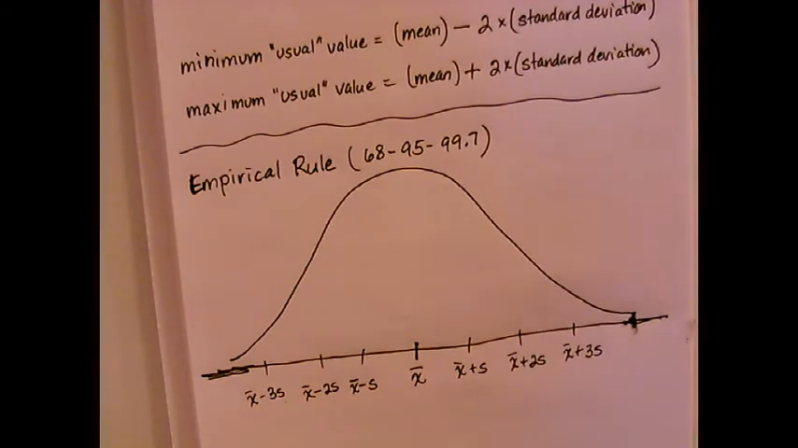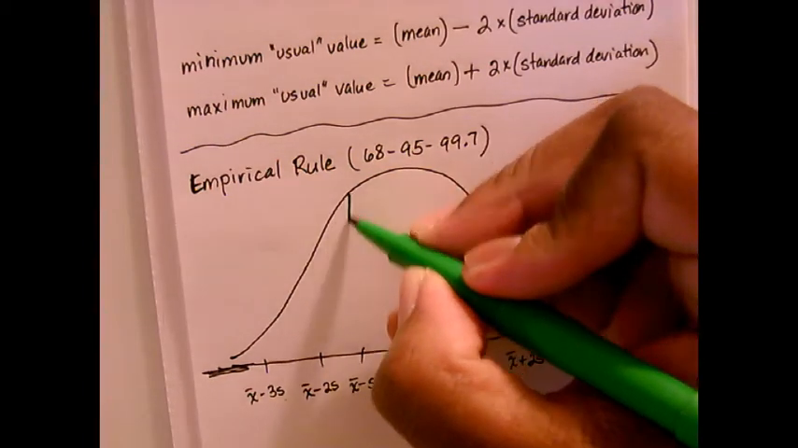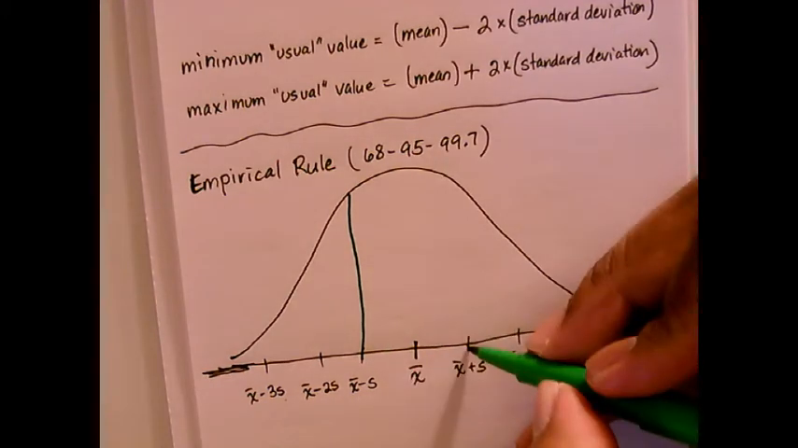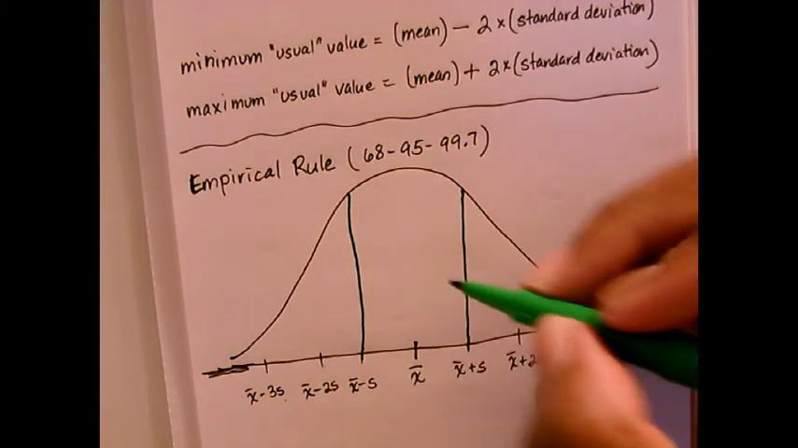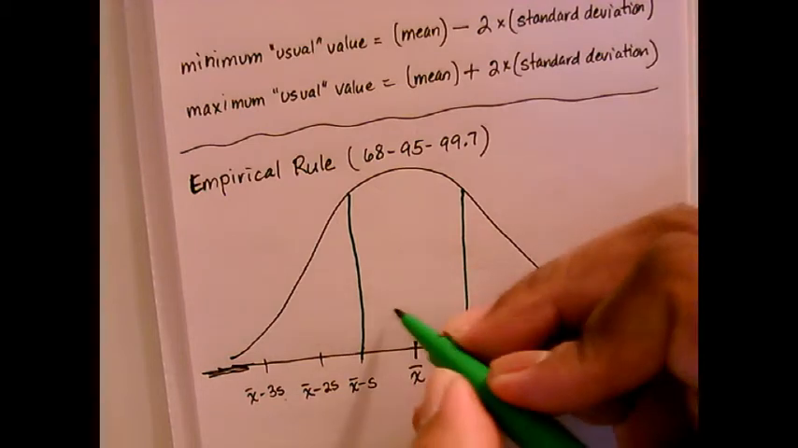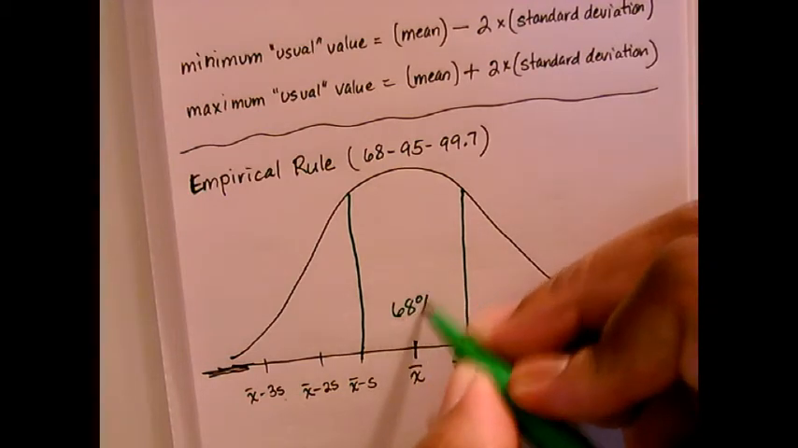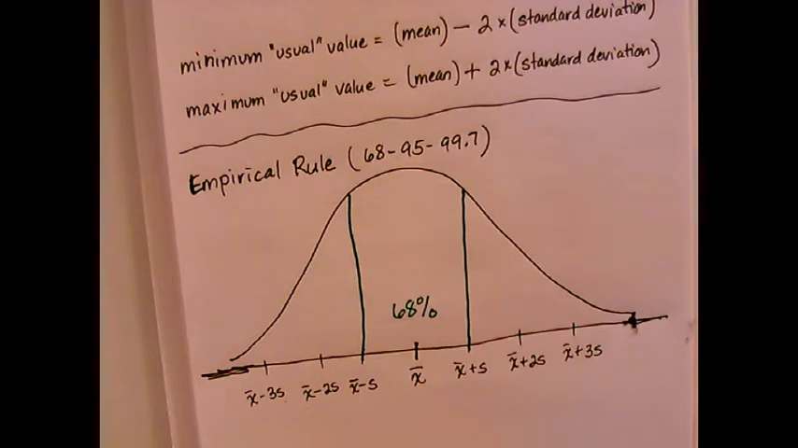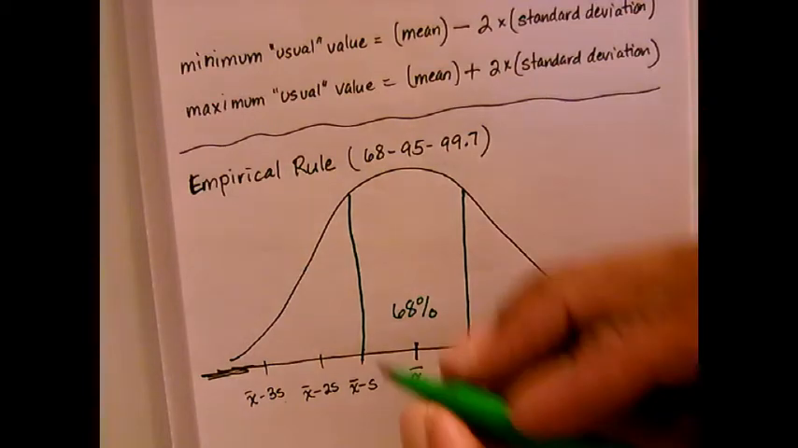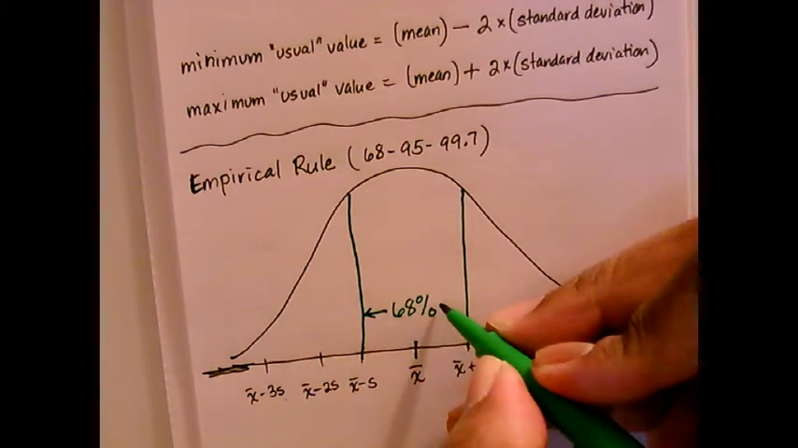Now, what the empirical rule states with this particular normal curve: within one standard deviation of the mean, that means one standard deviation to the left and one standard deviation to the right, that's this area right here, 68% of those data values will lie within one standard deviation of the mean.